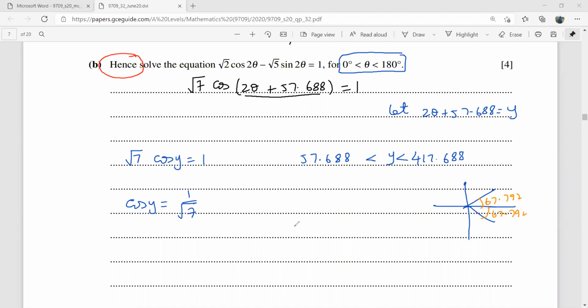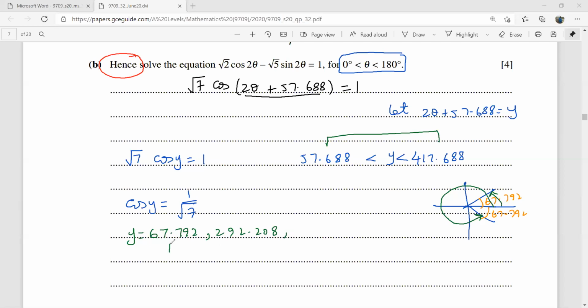Now can I have my first value of y as 67.792? You have to see, is that within this range? Yes. Okay, good. So the first value of y is 67.792, and then I go all along this. So this is going to be 360 minus this, which is 292.208. Let me check if I can have another value.